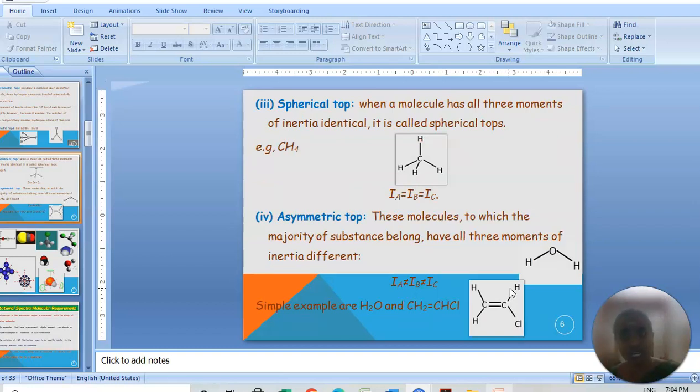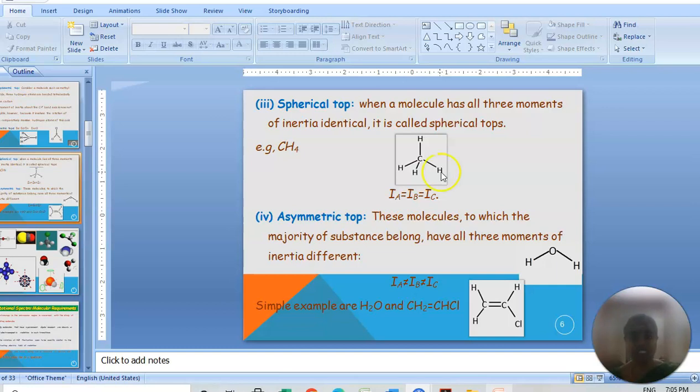When a molecule has three moments of inertia identical... In linear molecules, IA equals 0 and IB equals IC. In symmetric tops, we have IA equal to IB, but IA not equal to IC. In spherical tops, all three moments of inertia are equal: IA equals IB equals IC. So we can say the symmetric tops will be different.